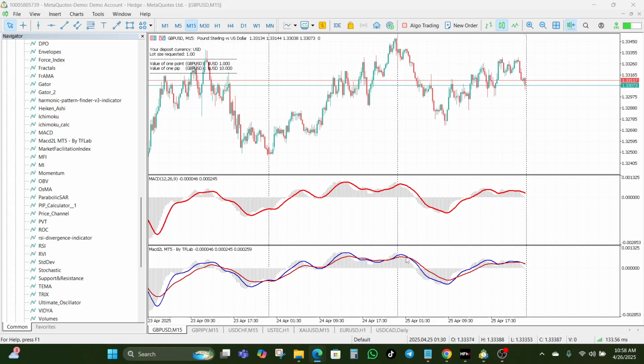So this kind of setup is perfect for both beginners and advanced traders. Beginners will love the clean, color-coded design that simplifies market reading. Advanced traders will appreciate how much faster they can assess market momentum and confirm signals without second guessing themselves.